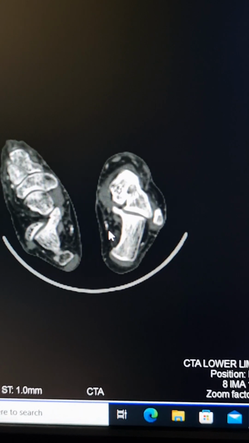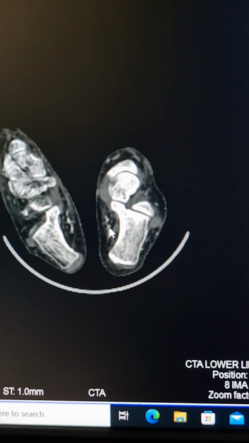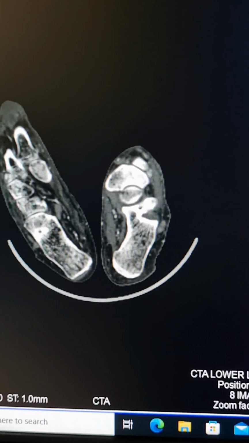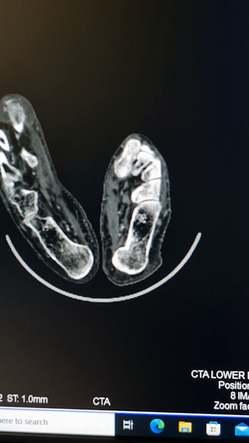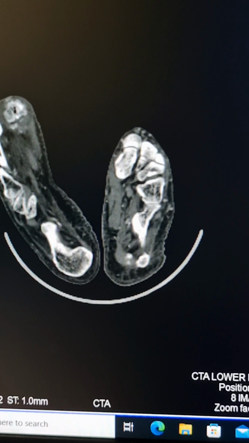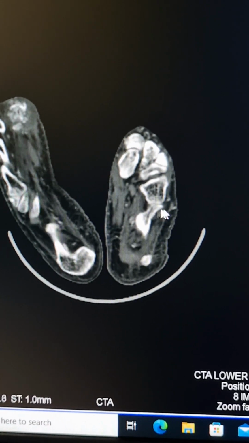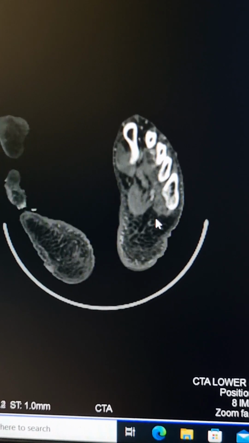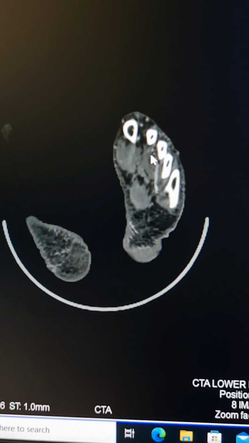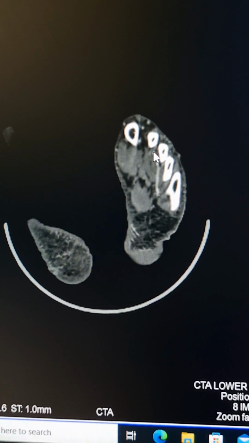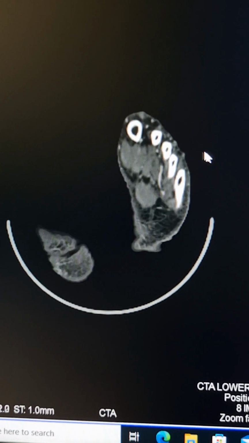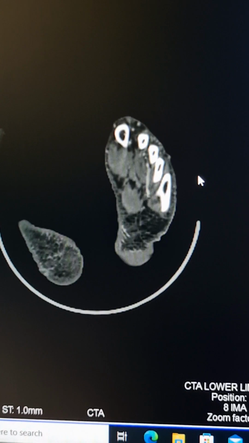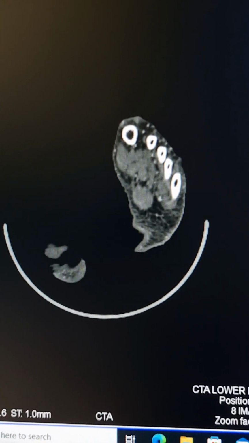You see this white line here? It comes into the sole and divides into two branches, medial and lateral plantar branches. This is the lateral branch, this is the medial branch. These constitute the plantar arch, and you see these are the distal branches. These perfuse the distal branches of the dorsalis pedis artery as well.